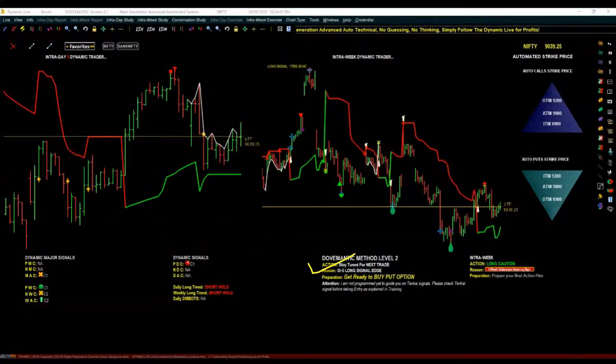Or if it feels there is a clear selling opportunity, it will be written as buy put option now, and then hold put option, and finally tells you exit put option now. So when you read it, you will understand it very clearly. You just have to do whatever is written there.